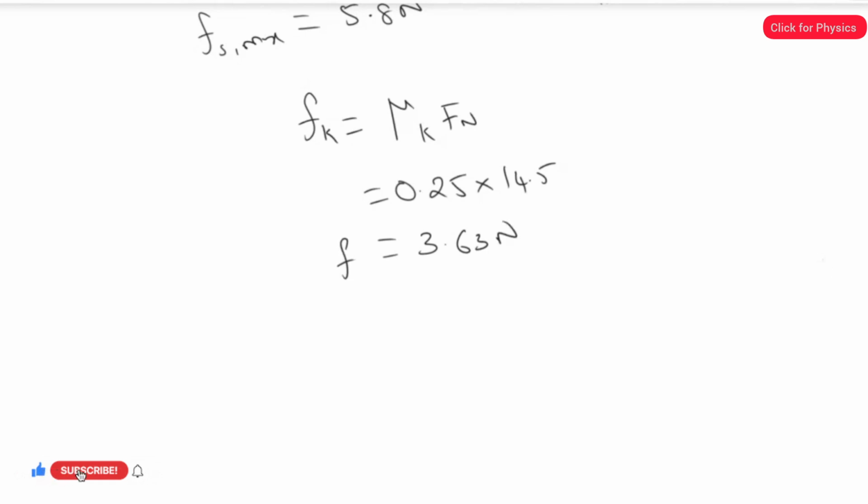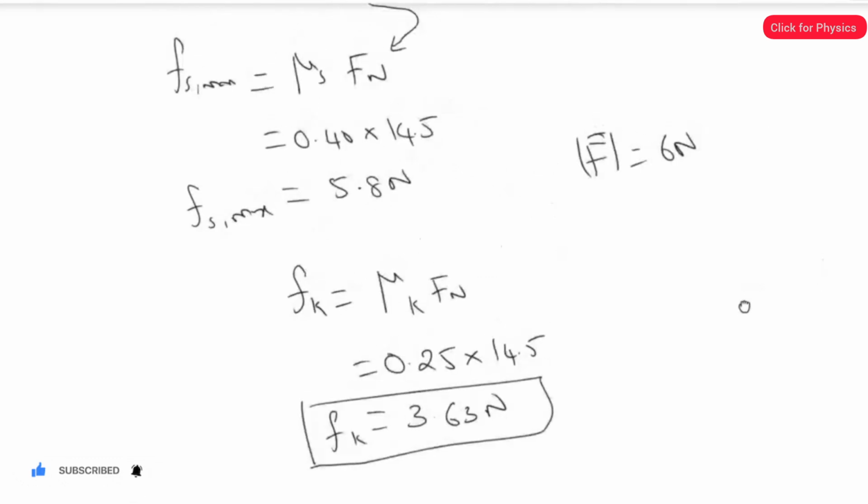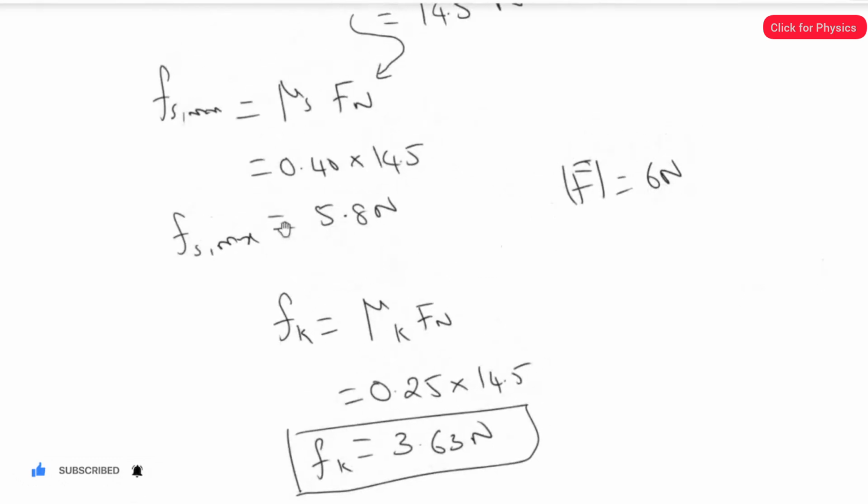3.63 Newton. So this is our kinetic friction force. What you have to do is give the answer here. Once the value of the horizontal force is greater than the static friction, you have to write that the block is moving. So that's the reason we find the kinetic friction value.